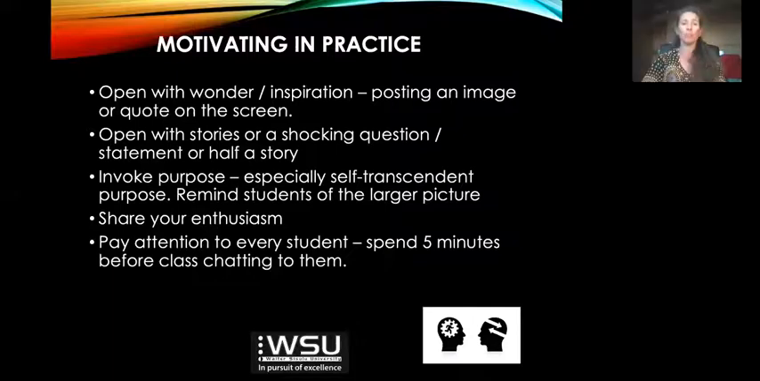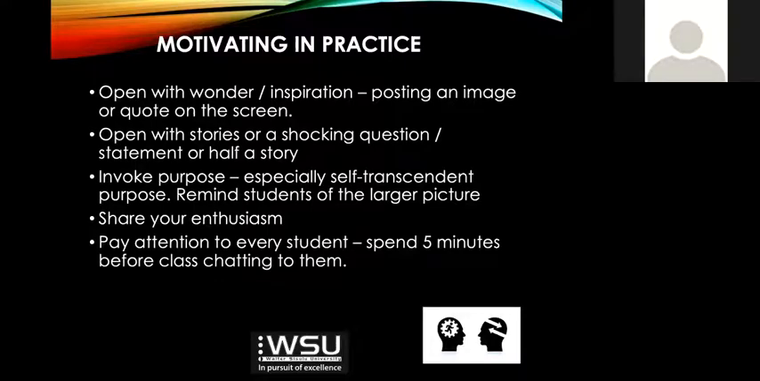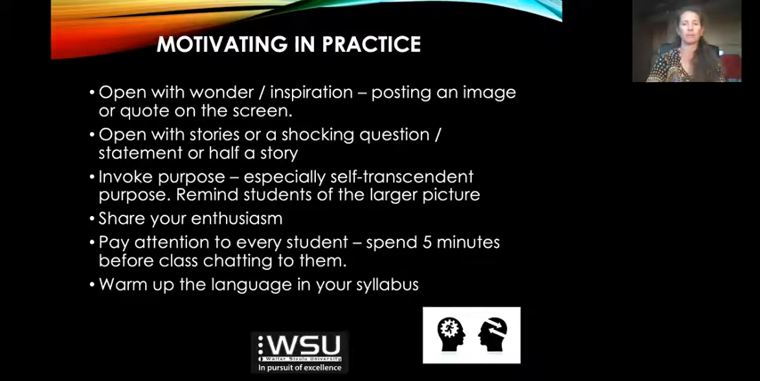And then if you can, pay attention to all your students. So creating an emotional connection with students, spending 5 minutes before class chatting to them, arriving a little bit earlier, asking questions, and creating an emotional connection already makes a difference.